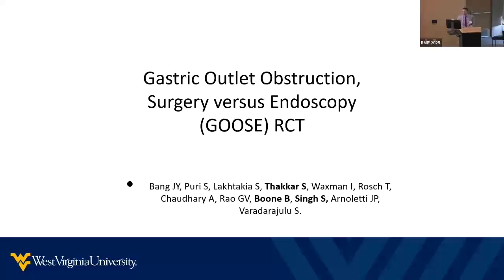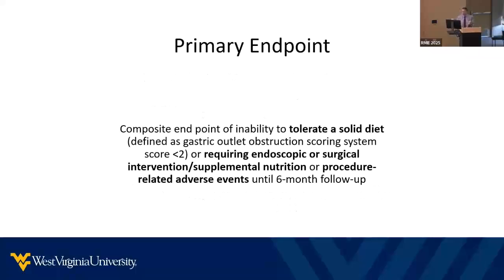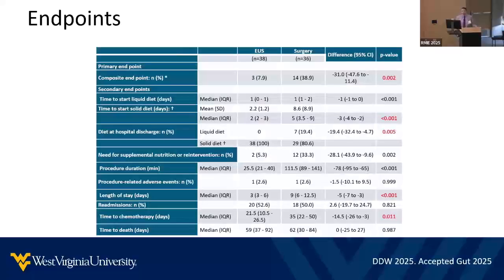Ken talked about the GOOSE trial. We were one of the centers that were a part of it, and I had a feeling it was going to come up because obviously I'm talking on the other side here. The primary endpoint in this was a composite endpoint of being able to tolerate diet. And yes, we found advantages here of EUS-GJ over surgical GJ. This work was presented at DDW, and it's been accepted to Gut.